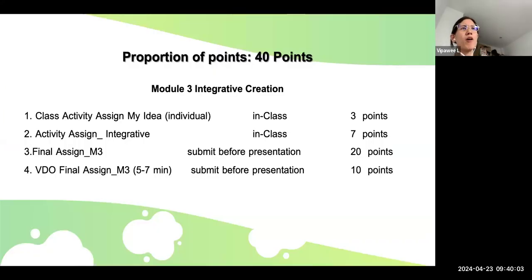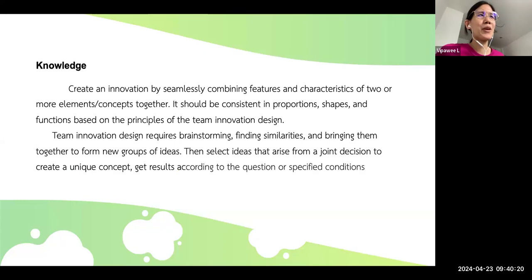The proportion of point for this module is 40 points. Okay. And categorized as you have seen here. Okay. I went over this last week already, so I will not go into detail about it. Regarding the knowledge, I went over last week as well regarding the creative innovation and brainstorming. We could brainstorm regarding proportion of the topic, the shape, the function, based on the principle of team innovation design. Okay.